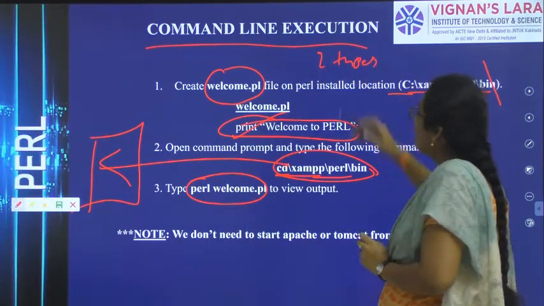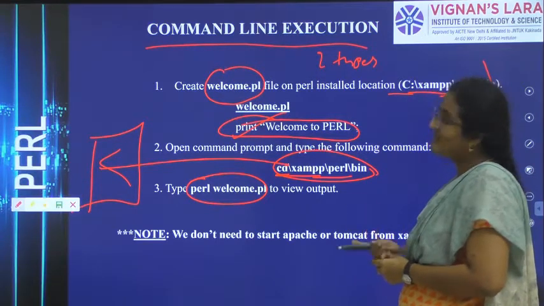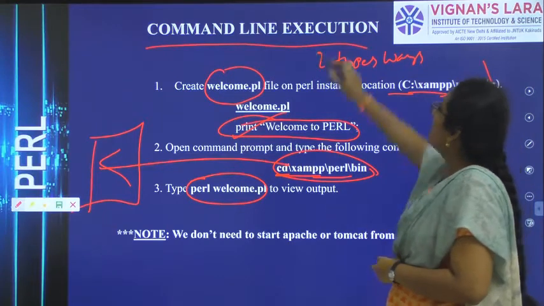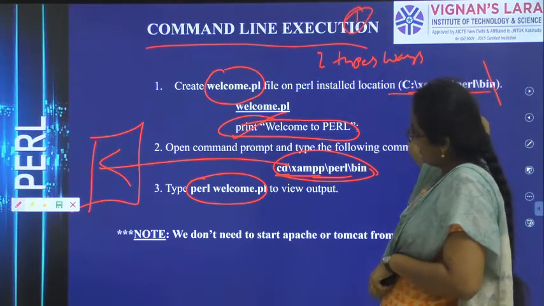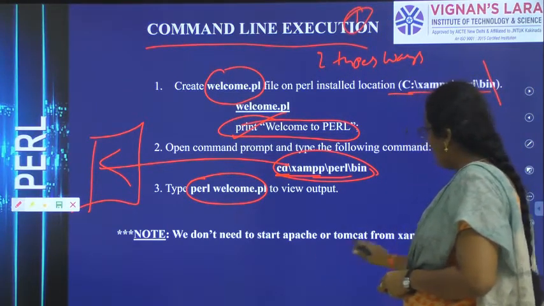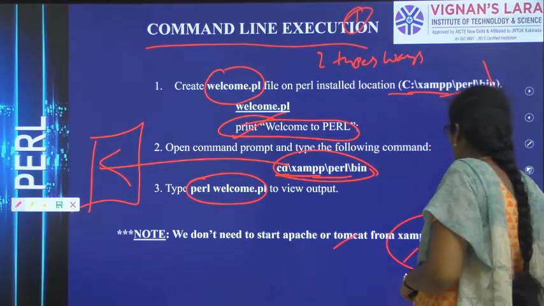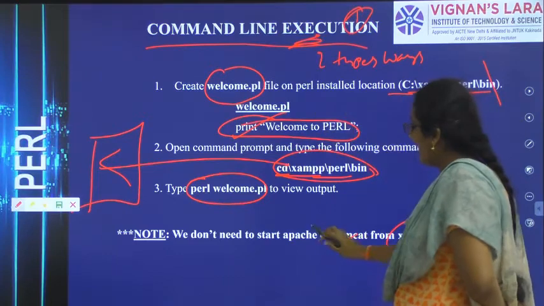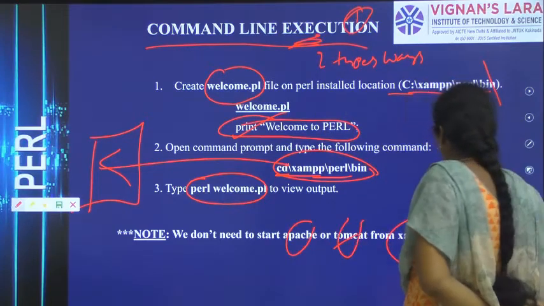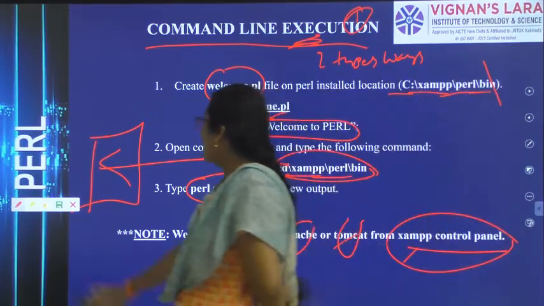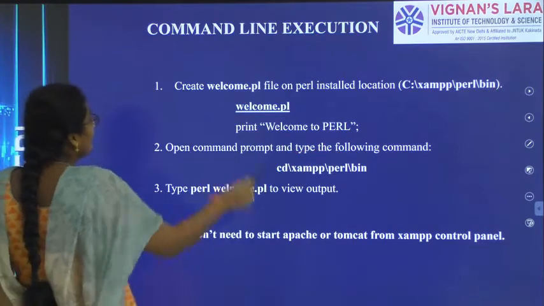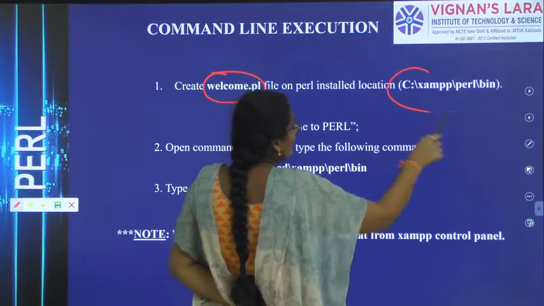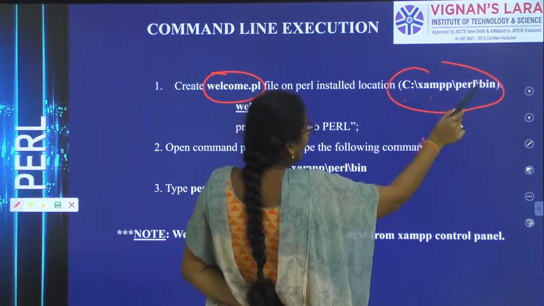We have two ways to execute our Perl programming. First way is command line execution. Here we don't need to start any Tomcat or Apache from the XAMPP control panel. Simply what we should do, we should create a file welcome.pl. We should store that file in this location, like C drive, XAMPP, Perl bin.